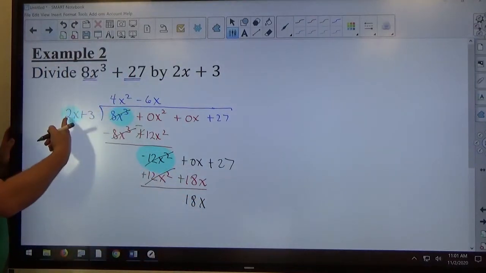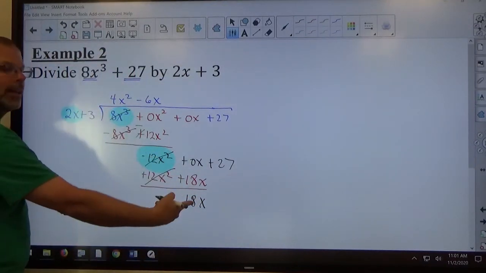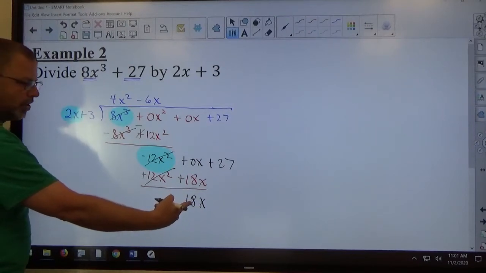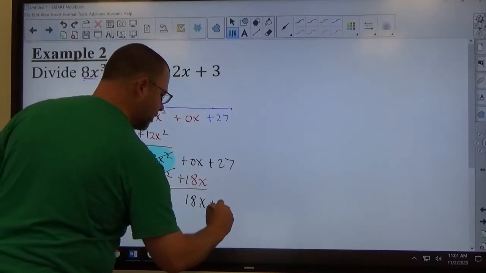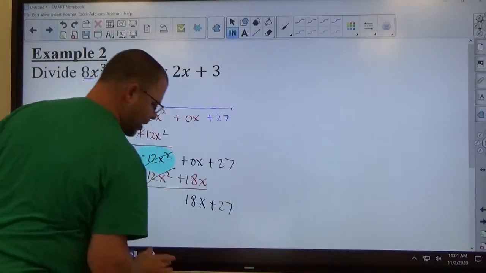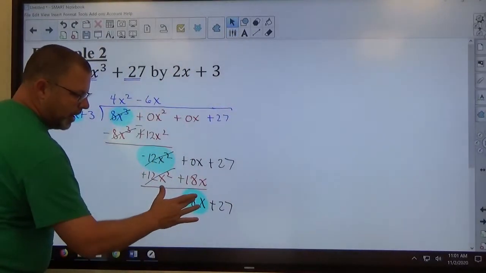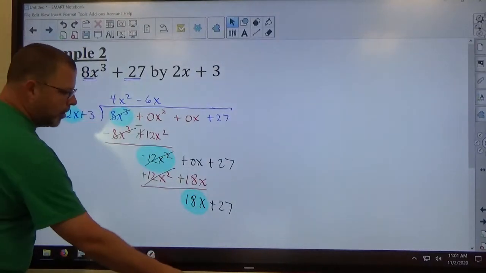X is not less than x, right? First power's got to be less than. As long as I still have a power the same as or bigger than, I got to keep dividing. So I'm going to bring down my plus 27 and go through the process again. This is now my first dividend object. This is my first divisor object.